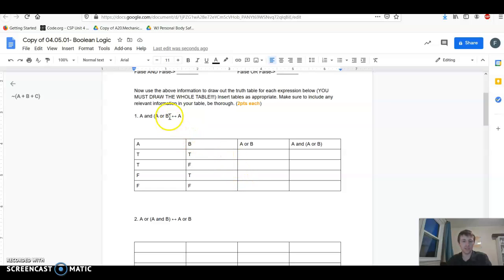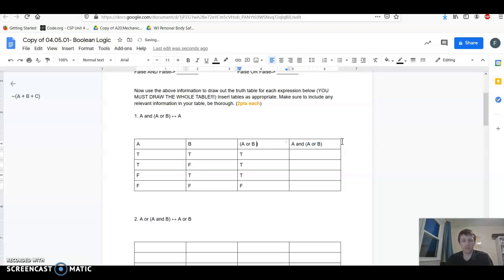So let's see how this goes. Let's figure out A or B. So remember, for OR, as long as one thing is true, the whole statement is true. So we have true, true, true. Two falses make a false. Okay, so now we can evaluate A and A or B. Sometimes people like to substitute in a different letter here just to help them visualize this as an easier problem. So you could say A or B, we'll call that variable C, and then you're just evaluating A and C, right?